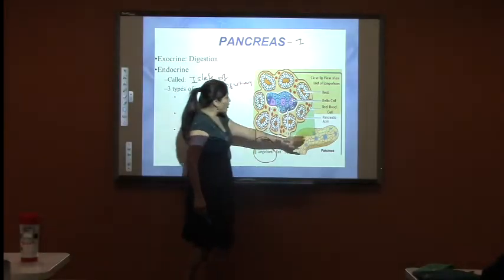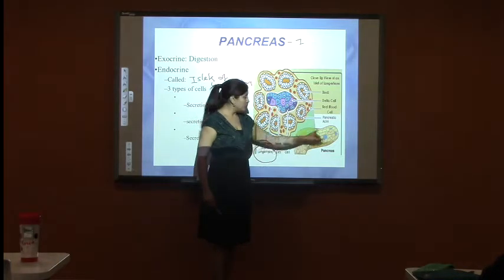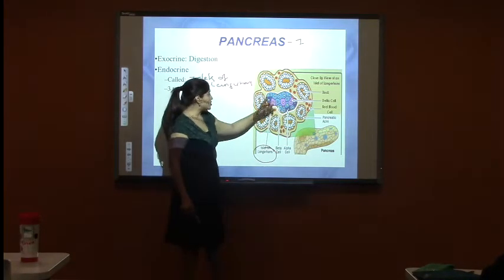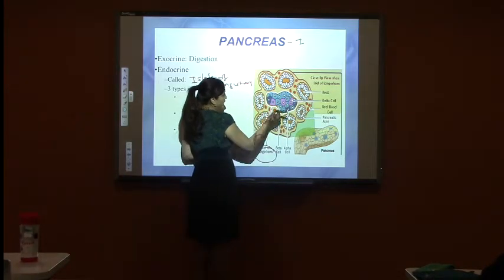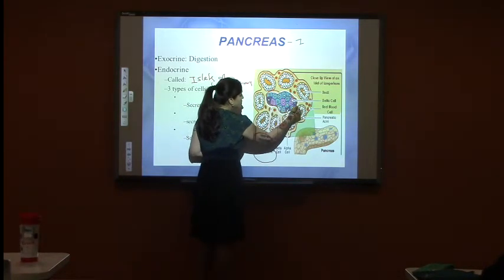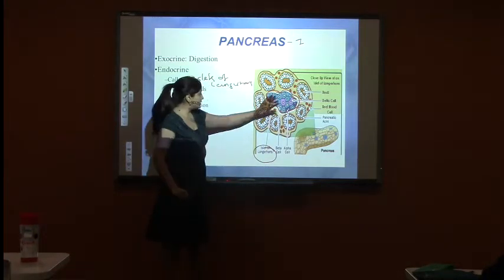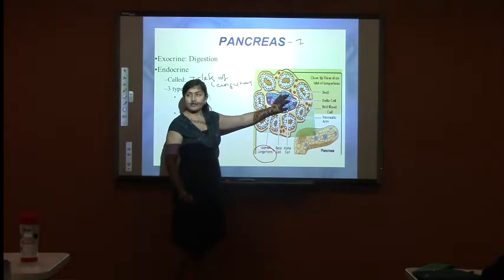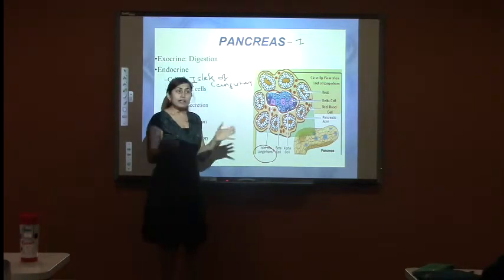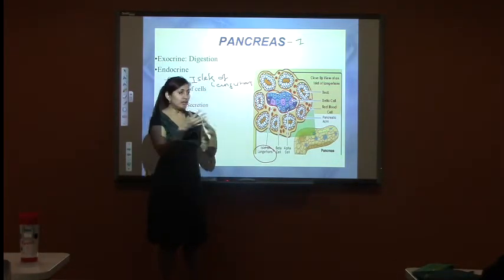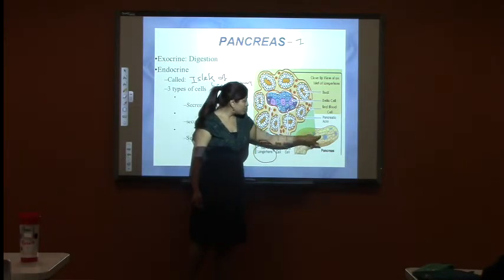Now, this portion of the pancreas is enlarged. Right here is the exocrine part, and right in the middle is the endocrine part. This entire thing is the endocrine part of the pancreas, which is called islets of Langerhans. Okay? So endocrine and the exocrine part are interspread. You say endocrine, endocrine, endocrine between the exocrine part. Okay?